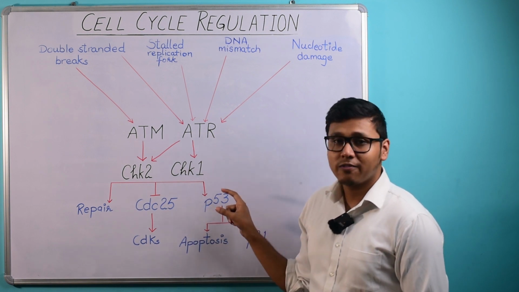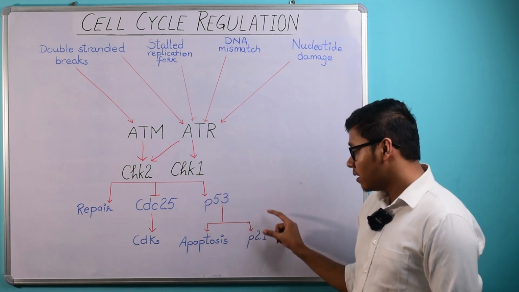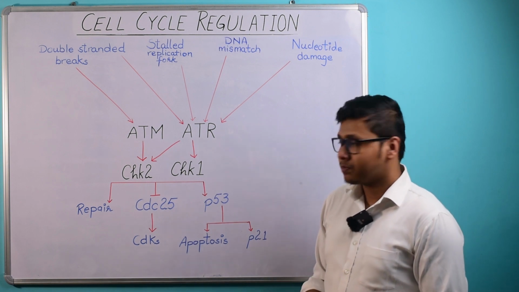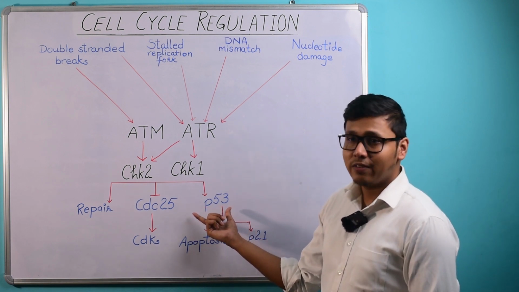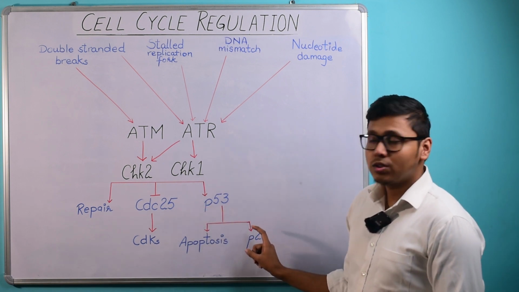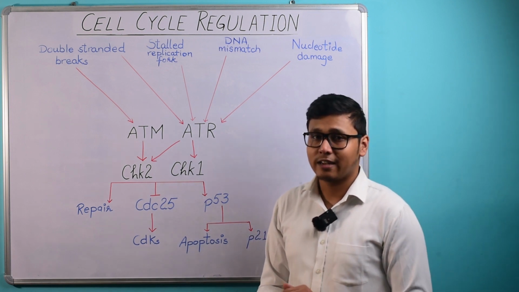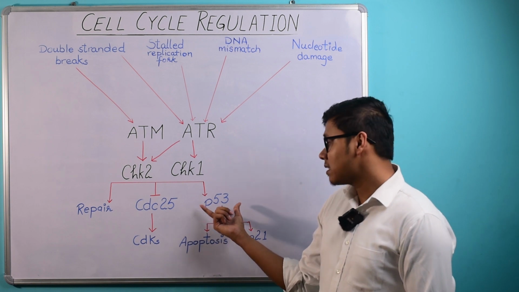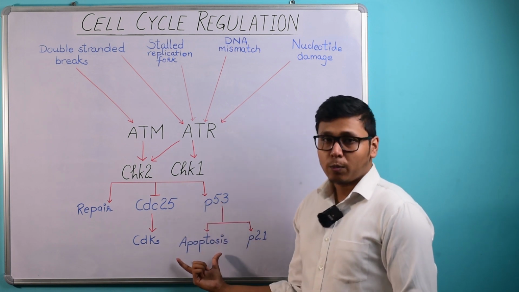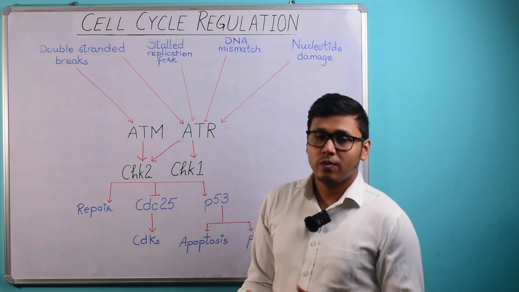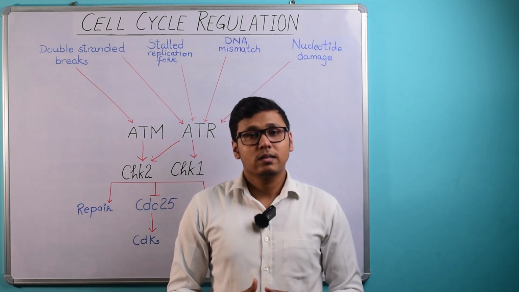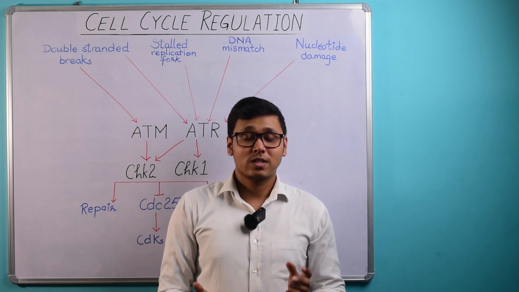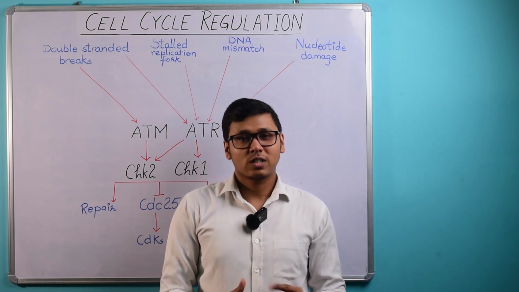This transcription factor is responsible for the production of an inhibitor, that is P21. So once the transcription factor is activated, an inhibitor will be produced and the cell cycle will be arrested at that phase. Or the other thing that this P53 can do is activate the apoptotic pathway. So in this way the cell responds to DNA damage. Well, there are several other checkpoint pathways as well, but those are just worth reading.